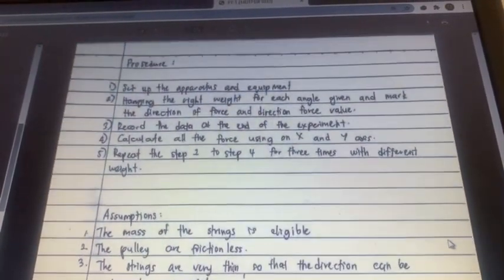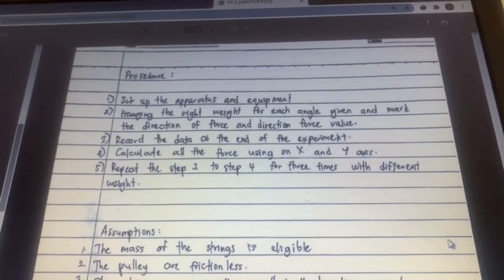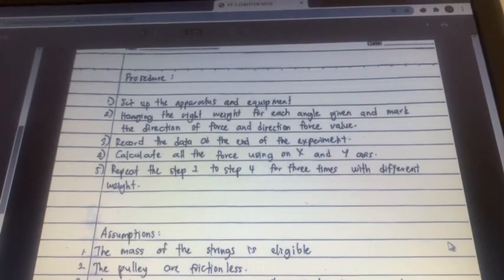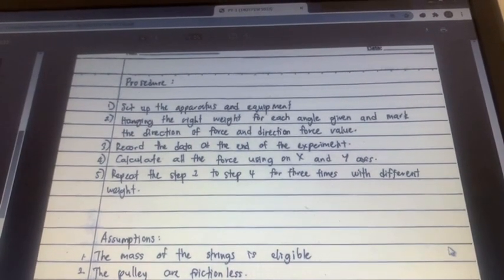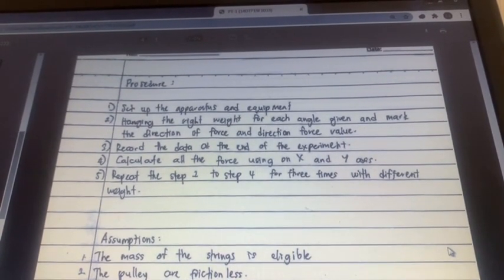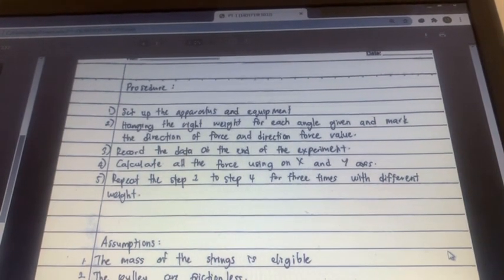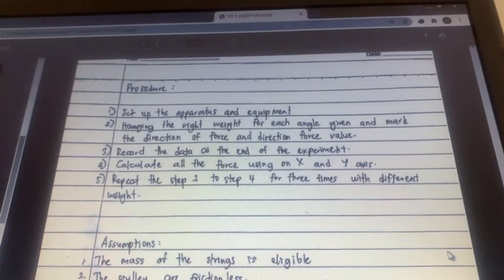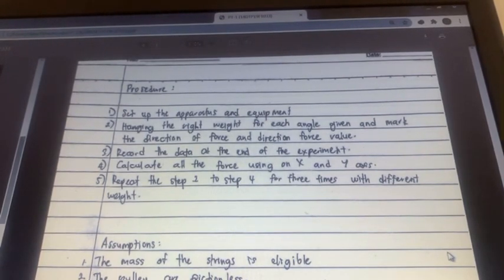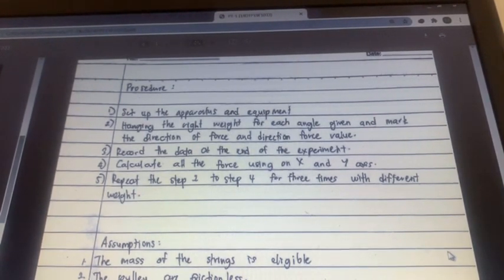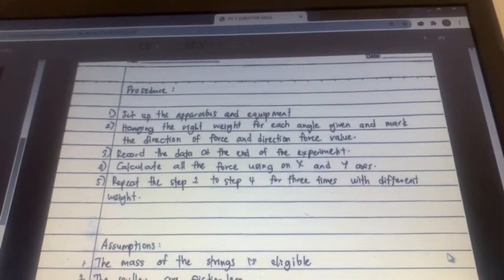The procedure is: first, set up the apparatus and equipment. Second, hang the right weight for each angle given and mark the direction of force and the force value. Third, record the data at the end of the experiment. Fourth, calculate all the forces on the X and Y axis. Fifth, repeat step 2 to step 4 three times with different weights.